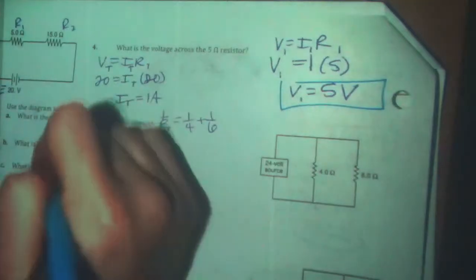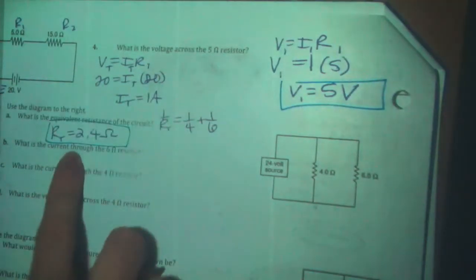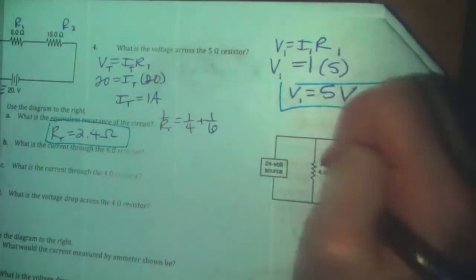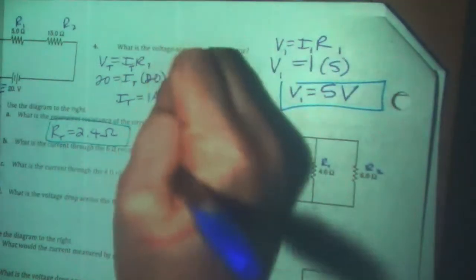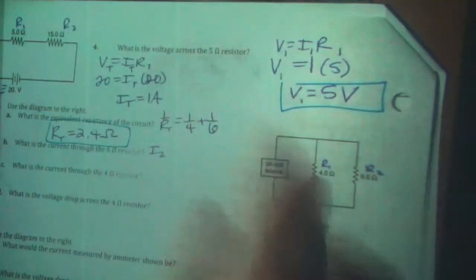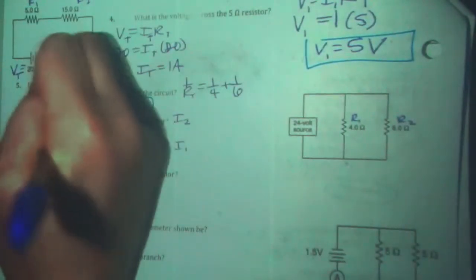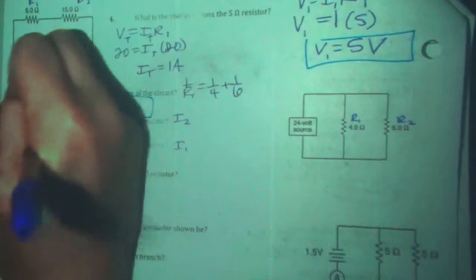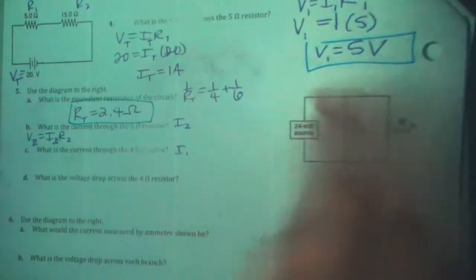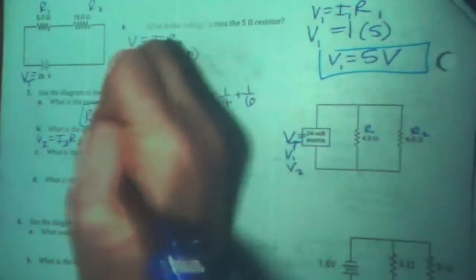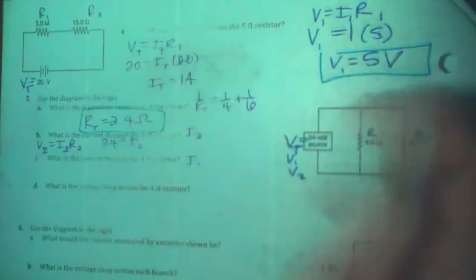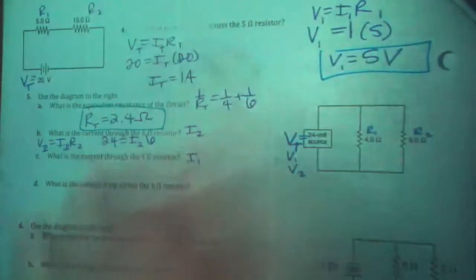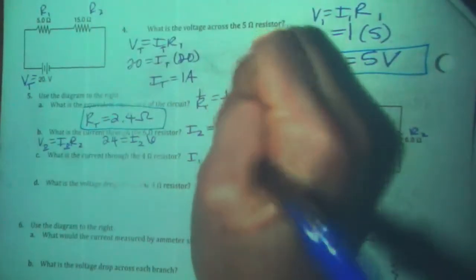Current through the 6 ohm resistor, so I'm of course looking for current I. I'm going to call this R1 and R2. I'm specifically looking for I2, and then the current through the 4 ohm, I'm specifically looking for I1. So V2 equals I2R2. Well, this is my total voltage, but voltage is the same everywhere, so it's also V1 and V2 because this is parallel. So I can say 24 equals I2 times R2, and R2 is just 6. Divide over, and I2 is equal to 4 amps.